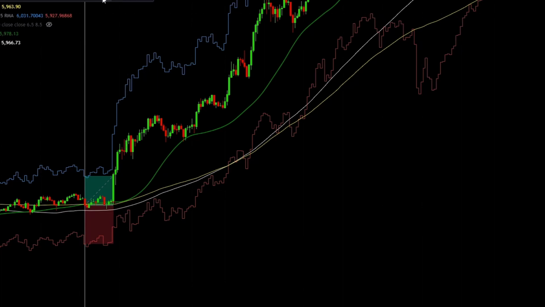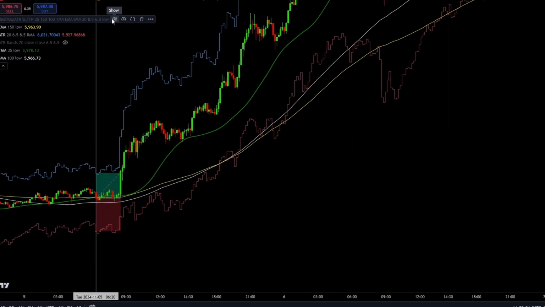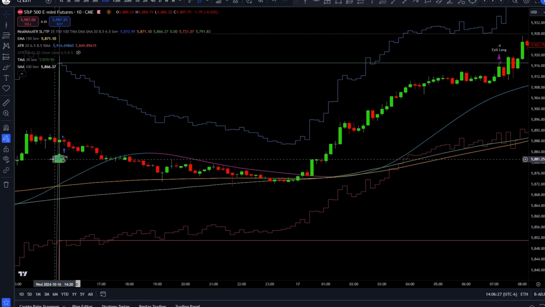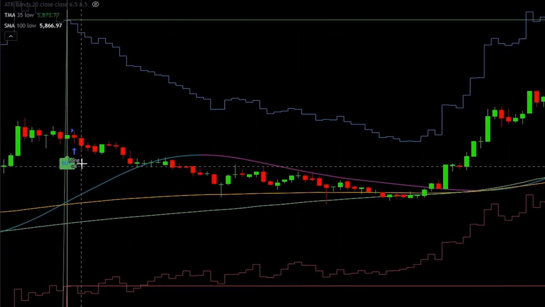Let's go over one more entry and then we will take a look at the backtest results. Okay, here is another valid long entry signal.